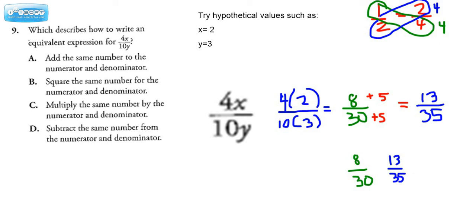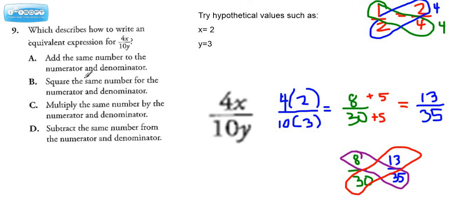So what you're going to need to do on your piece of paper is find what 8 times 35 is, and you're going to get some number, and then find what 30 times 13 is, and you're going to get some number. Now, if they're the same number, then these 2 values would be equivalent, and perhaps A is the answer. But let's say you get different numbers. Then you're not going to pick that.